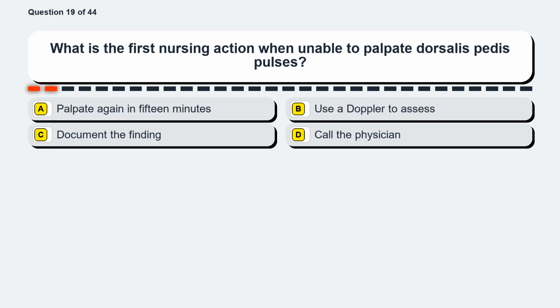Question 19. What is the first nursing action when unable to palpate dorsalis pedis pulses? Option A, palpate again in 15 minutes. Option B, use a Doppler to assess. Option C, document the finding. Option D, call the physician.